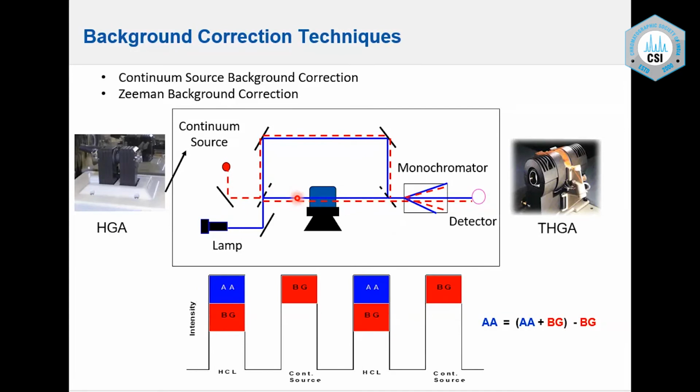continuum source background correction using a deuterium lamp, and Zeeman background correction. These are the two background correction techniques available in AAS. So you can select as per your sample. For most of the complex matrix samples, like organometallic compounds and worst samples like geological samples, we use the Zeeman background instrument. And for clean samples, where the matrix is less, you can go for this continuum source background correction.